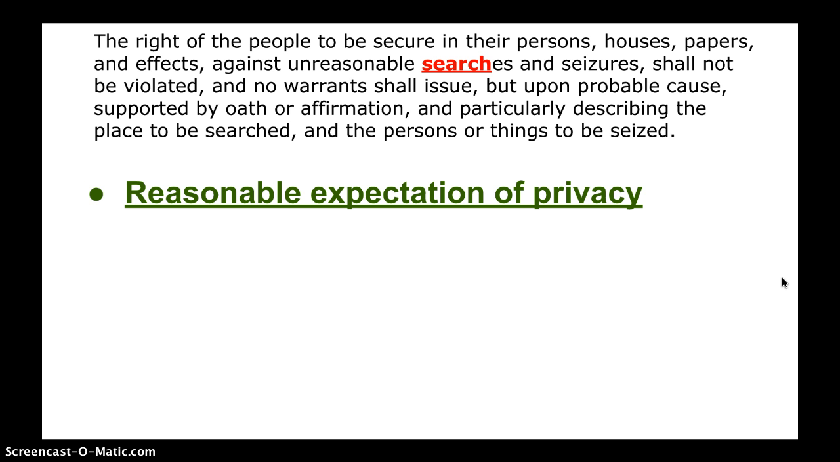Our next keyword is search. Technically, a search is an action by the government that violates a reasonable expectation of privacy. Okay? Reasonable expectation of privacy is a hugely important phrase. You'll hear it a lot, or see it referenced a lot in regards to the Fourth Amendment. People have a reasonable expectation of privacy in their homes, in their stuff as you're walking around most of the time. There are some exceptions.